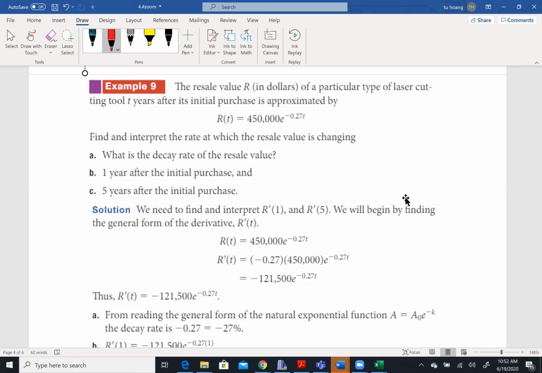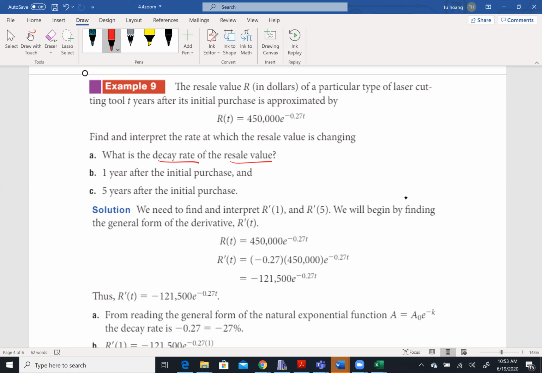So in here it's talking about the resale value R in dollars of a particular type of laser cutting tool t years after its initial purchase, approximated by R(t) = 450,000 times e to the negative 0.27t. They say to find and interpret the rate at which the resale value is changing. Okay, A: what is the decay rate of the resale value?